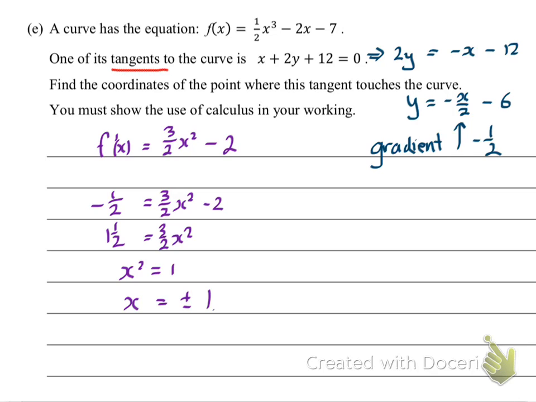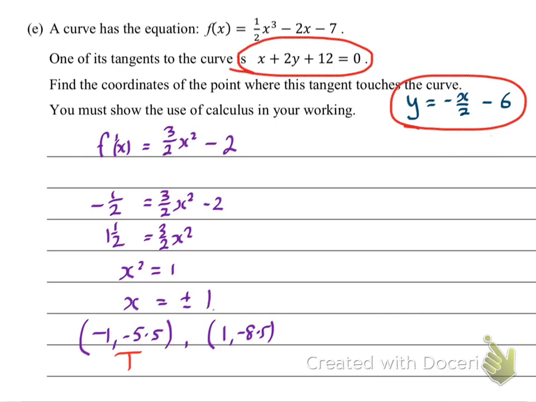And we have to find the y value for that. So we put it in the equation which I've circled up there, and we get two values for the y. Negative 1, negative 5.5, and 1, negative 8.5. One of those is the tangent to the curve. The other one is the tangent to the other curve.